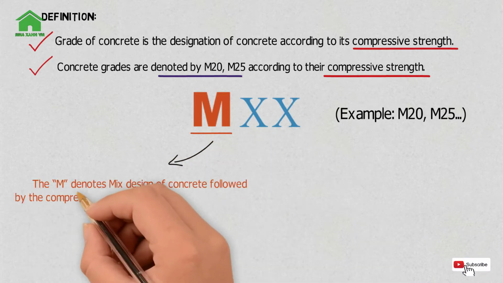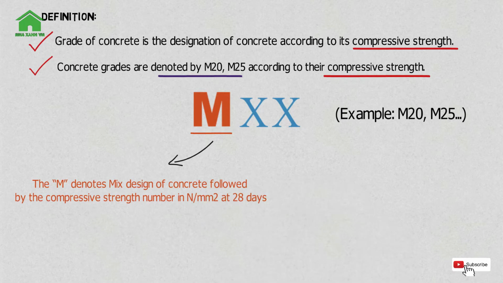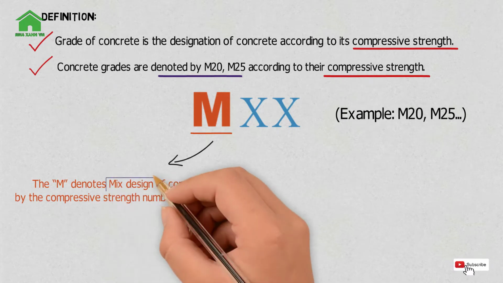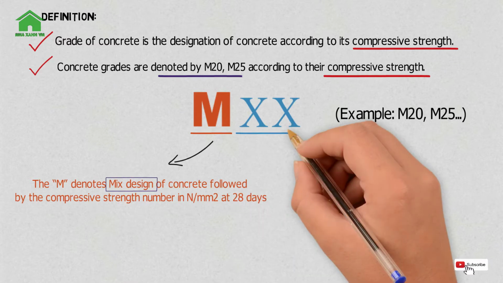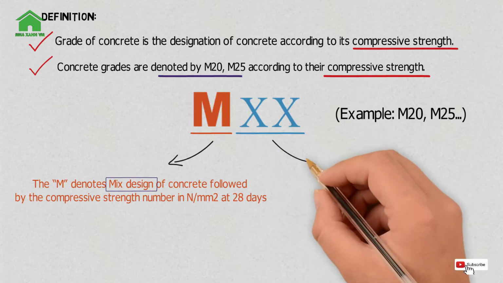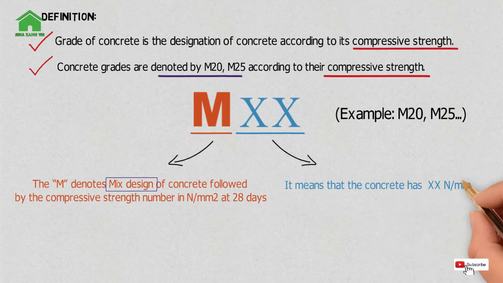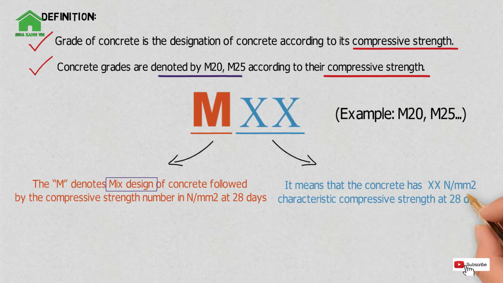The M denotes the mix design of concrete, followed by the compressive strength number in Newton per mm square at 28 days, and XX. It means that the concrete has XX Newton per mm square characteristic compressive strength at 28 days.